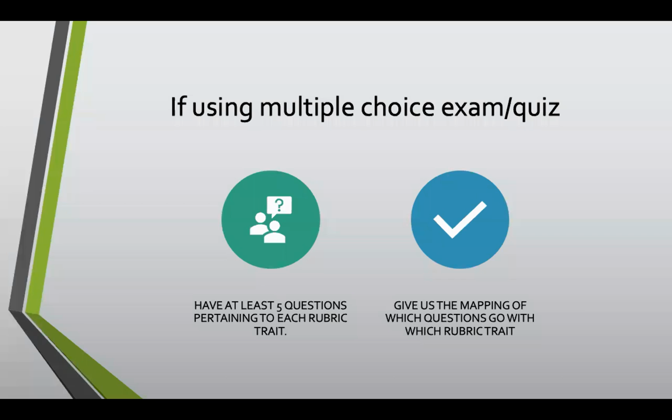If you use multiple choice exams or quizzes, there must be at least 5 questions for each trait. This minimum number of questions will enable you to assign the range of 1 to 4 scores for student performance. It will give us more reliable information.